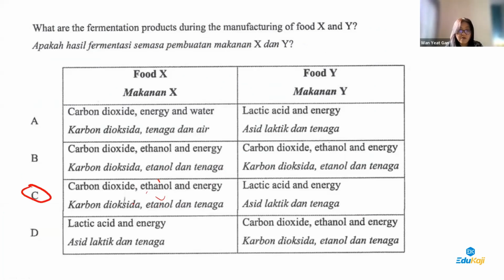Ethanol fermentation produces carbon dioxide, ethanol, and energy. The organism is yeast. Normally, we add yeast with glucose to make the bread. While food Y uses lactobacillus bacteria to form lactic acid in the yogurt.